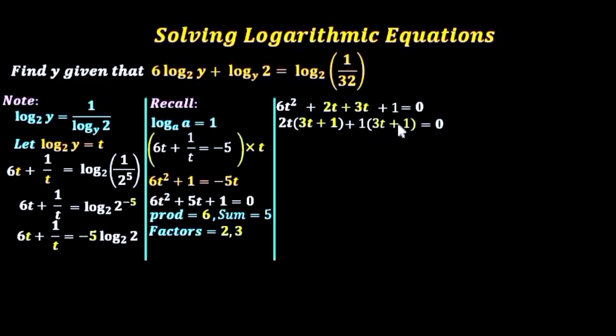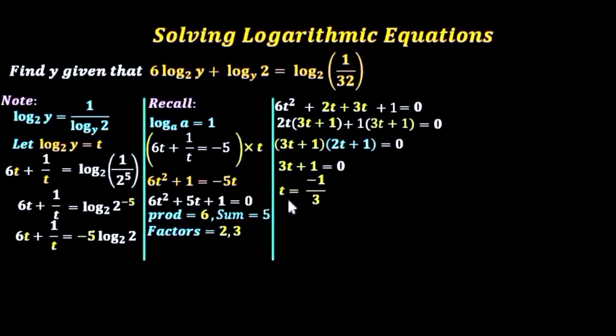Now 3t plus 1 is common to both this term and this term. So we factor it out. So we say 3t plus 1 into 2t plus 1, and then equate to 0. At this point, we can say 3t plus 1 is equal to 0. And that means that t is negative a third.